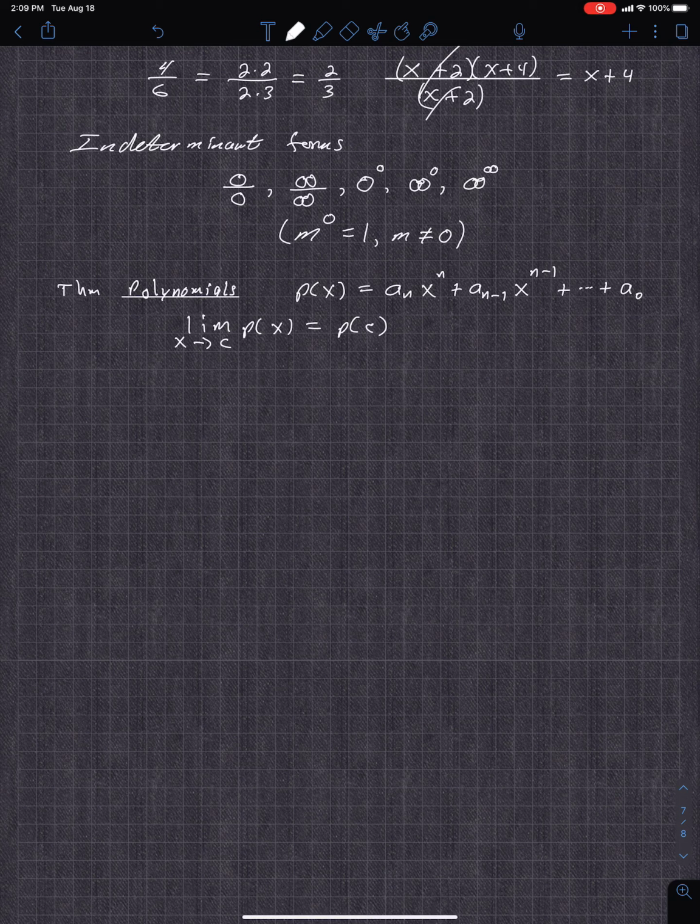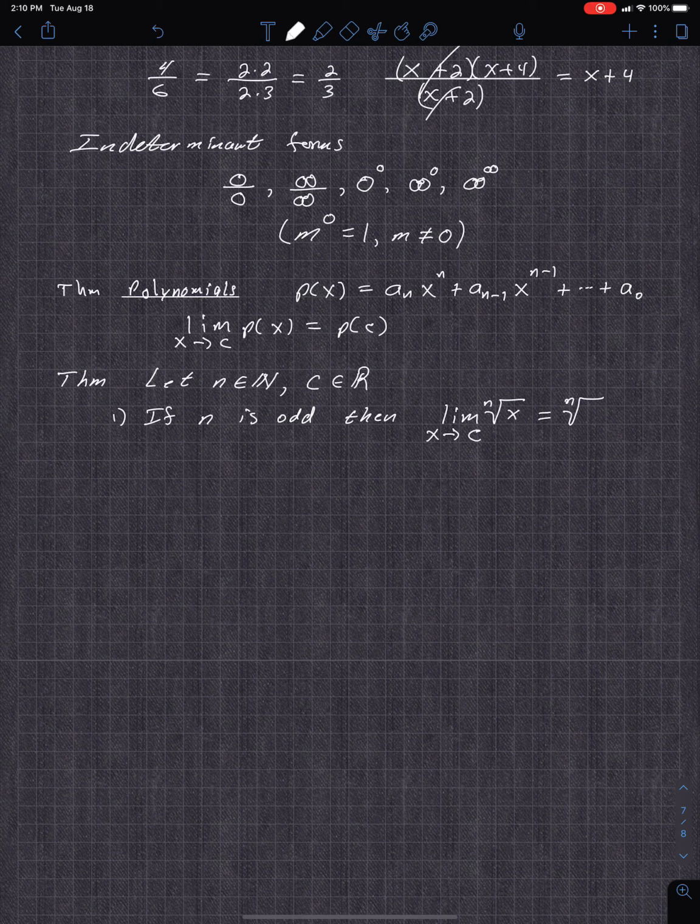So we just evaluate at the function. And then you have some other theorems too for radicals. Suppose that n is in the set of natural numbers, c is a real number. Then 1, if n is odd, then the limit of the nth root of x as x approaches c is the nth root of c. So you can evaluate at c.